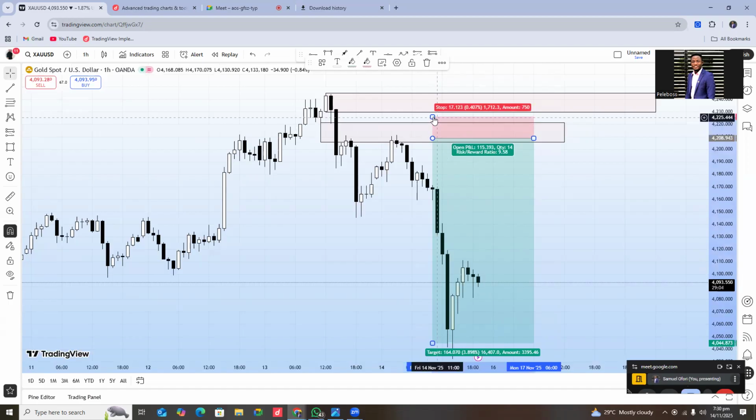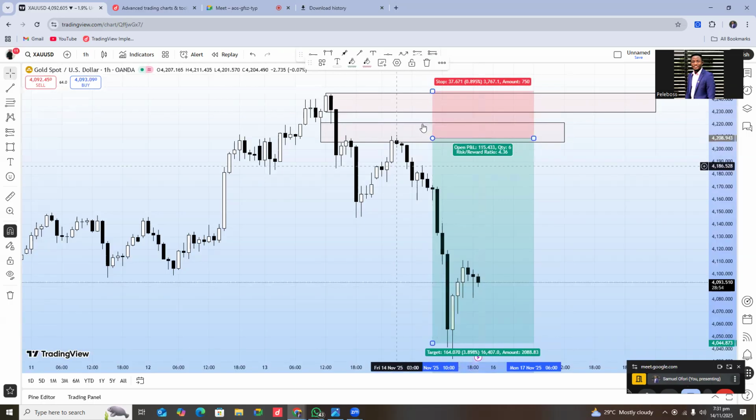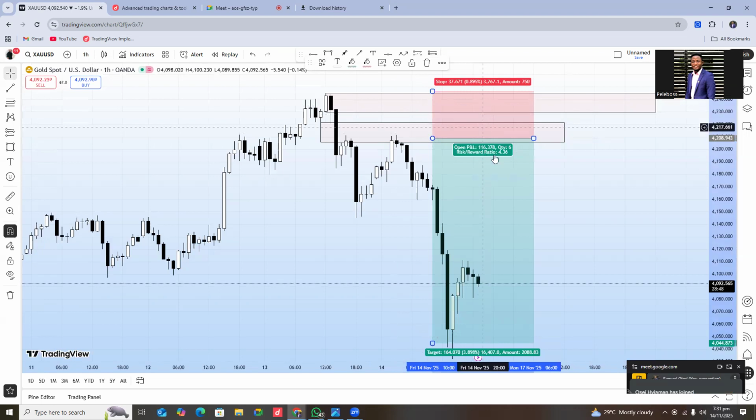Yeah. But then also, because of the other block up here, you could have extended this to go over the other block, because if this fair value gap fails, the other block can hold it. But when we do that, look at what has happened here. The risk has increased. So now our target is only four times our risk. It is fine, but this risk is bigger than the first one.